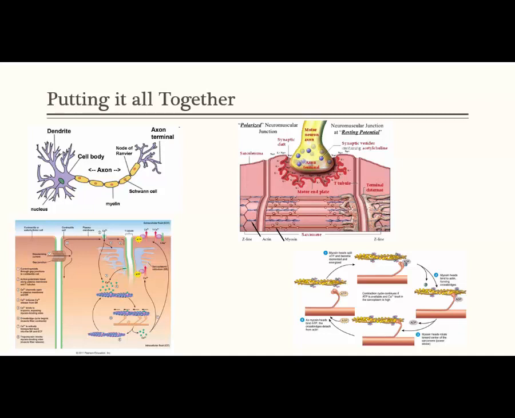The T tubules contain voltage gated channels that are in contact with the sarcoplasmic reticulum and are going to cause the release of a lot of calcium ions from the T tubules, and those calcium ions are going to cause these bridges between the myosin fiber and actin fiber to result in muscle contraction.